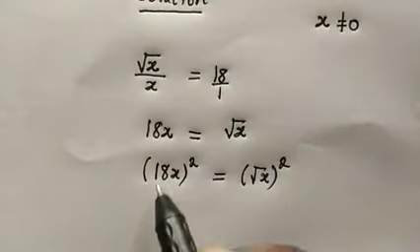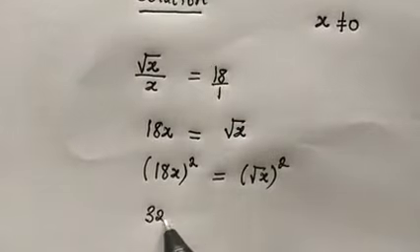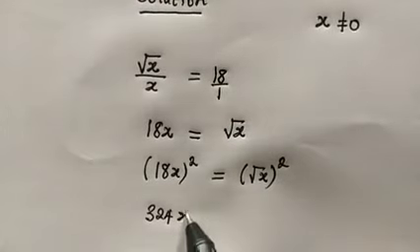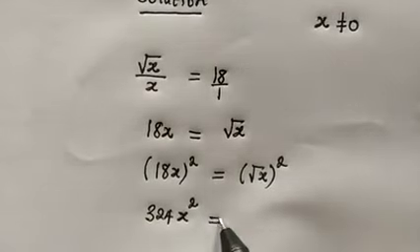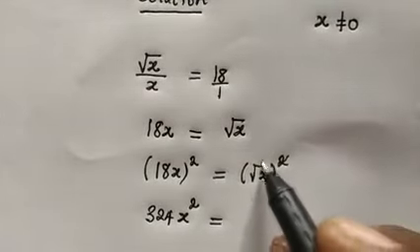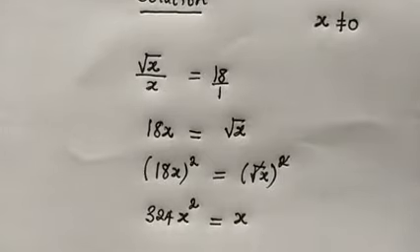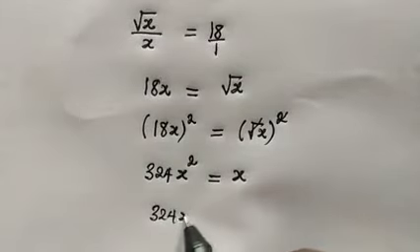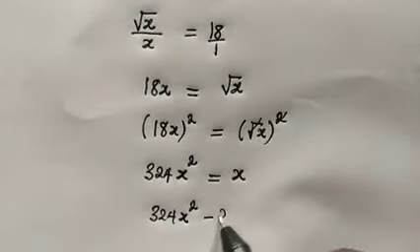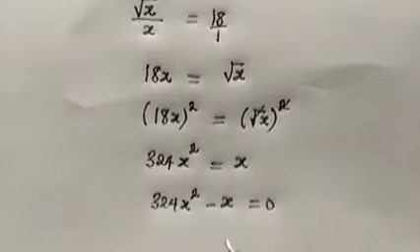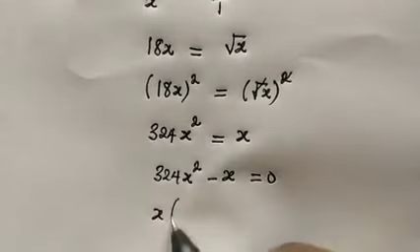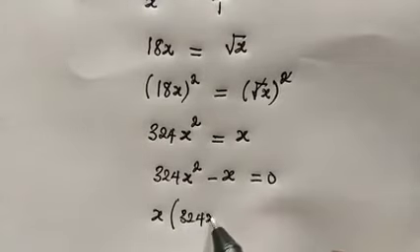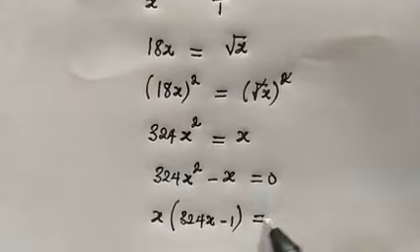From here, 18 squared gives us 324, then x squared is x to the power of 2. So this is equal to, here the square and the square root get cancelled. We're left with x. So take this x to the left hand side. We get 324x squared minus x, and this is equal to 0. From here, we factor out x. We have x times 324x minus 1 is equal to 0.